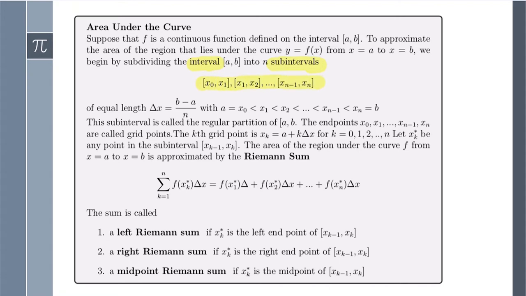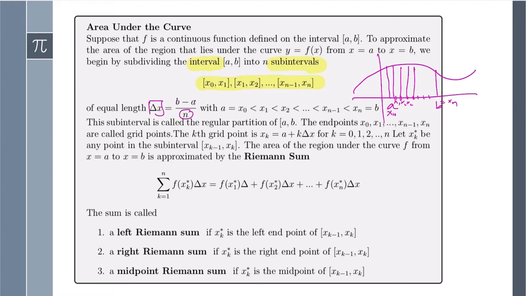So x0, x1, x2 are the points that divide that region into intervals. For example, if I have that curve, then I want to find the area from A to B. So I'm going to say this A is x sub 0, and I'm going to take points here like this: x sub 1, x sub 2, x sub 3, all the way to x sub n. That means I'm going to make n rectangles here. We are going to construct rectangles such that the width of the rectangle is uniform. So the width of the rectangle is given by b minus a over n.